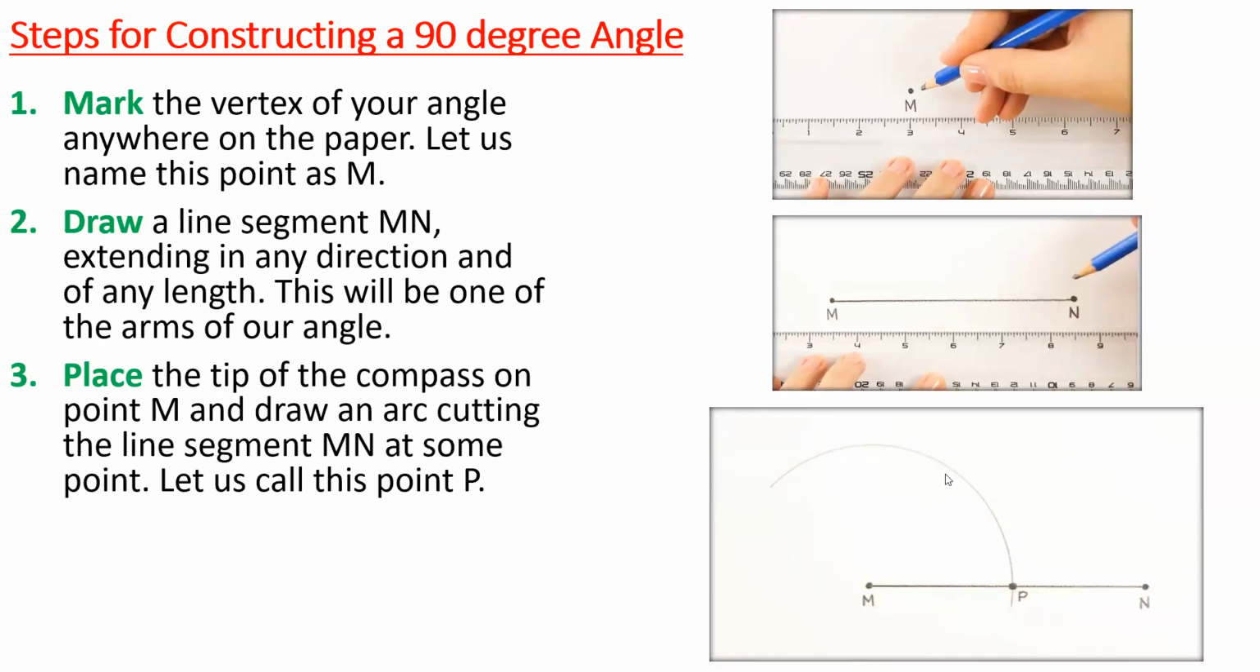Bree. Mark the vertex of your angle anywhere on the paper. Let us name the point as M. Draw a line segment MN extending in any direction of any length. This will be one of the arms of our angle. Place the tip of the compass on the point M and draw an arc cutting the line segment MN at some point. Let us call this point P.